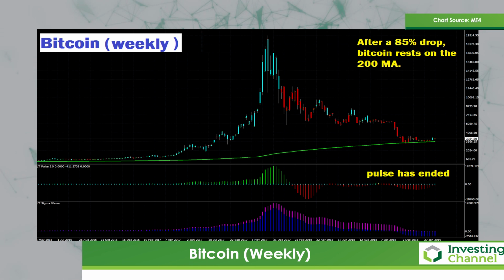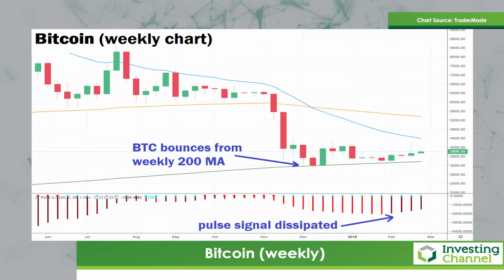If we just notice that the pulse has ended on that chart as well. Let me just go to the next chart. Yeah, so this chart you see here shows something interesting. The pulse signal, of course, showing us the big momentum move. The momentum move that started way back in November of last year pushed Bitcoin down to the 200 moving average, and Bitcoin managed to bounce off. You can see it bounced off the 200 weekly average.